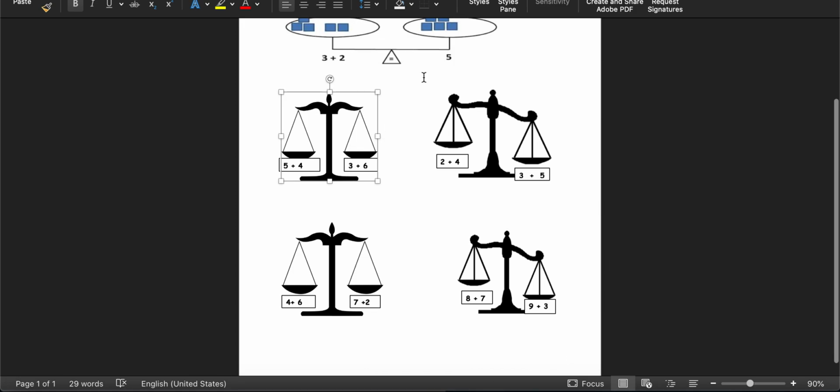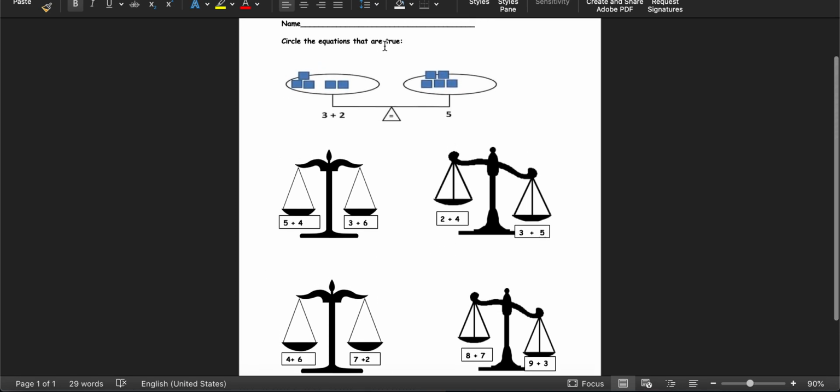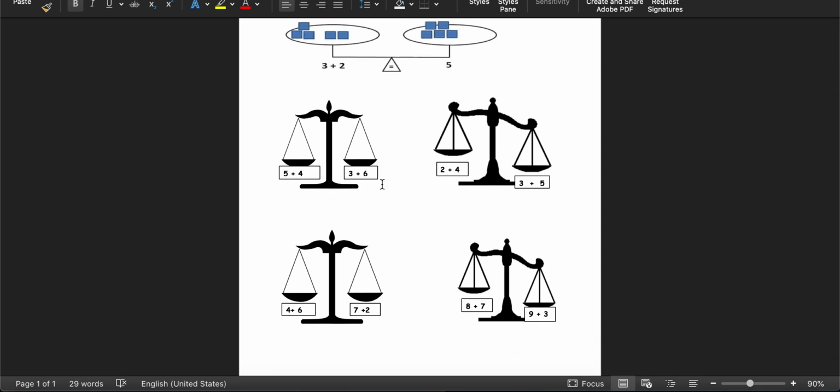So what you're going to be looking for down here is each one of these examples, and you're going to be circling it if it is true. And it says that up here: circle the equations that are true. So you're going to pretend this middle part is an equal sign, just like they put here. Now remember, if they're in line with one another, I'm saying that they're equal. If one is lower than the other, I'm saying that they are not equal. The lower one is heavier, and the one that's higher up is lighter.